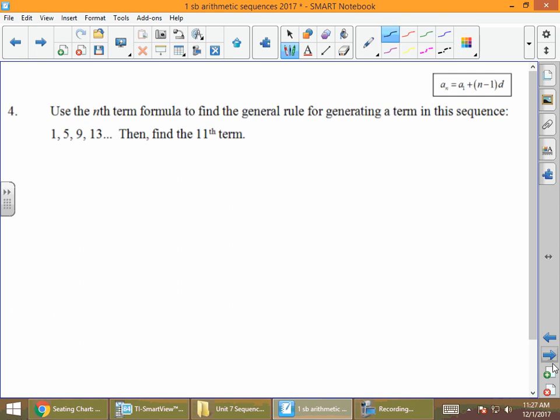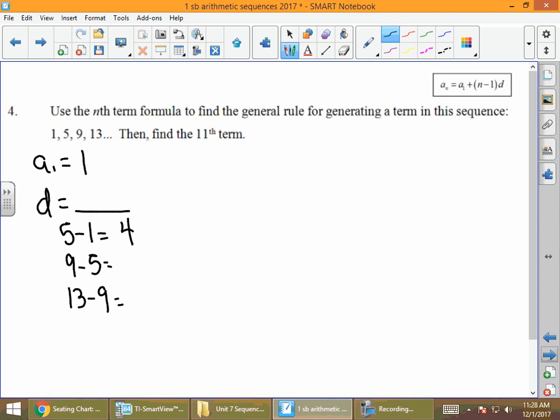First and foremost, we know that a sub 1 is 1. But we also want to know what a common difference is. And I'll just put a line here for a minute, because we have to figure it out. Some of you might mentally look at that. Some of you might type it in your calculator. But to determine it, we take 5 minus 1, or 9 minus 5, or 13 minus 9. And every single time that we subtract, we get 4, which is our common difference.